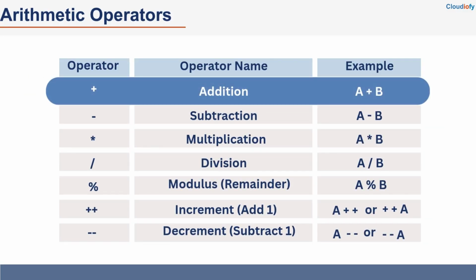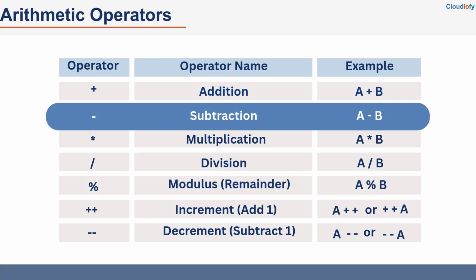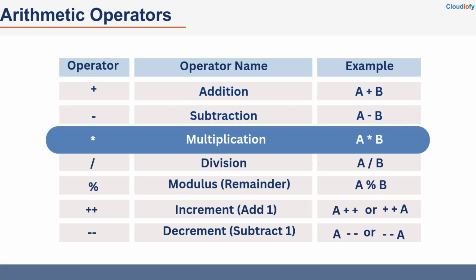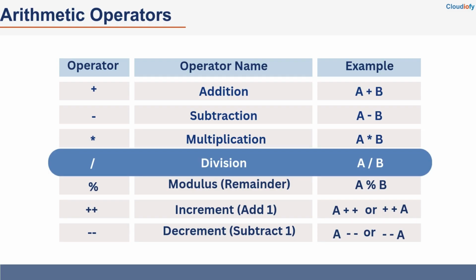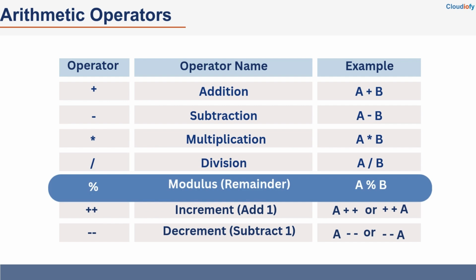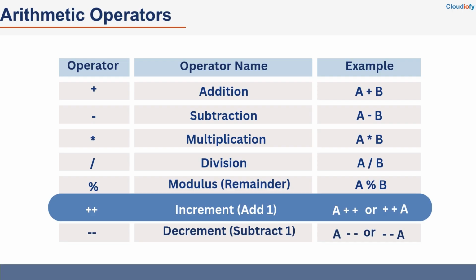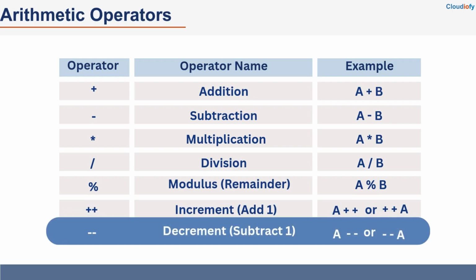The plus operator adds two values, like A + B. The minus operator subtracts one from another, like A - B. The asterisk multiplies values, for example A * B. The forward slash divides, like A / B. The percent sign gives the remainder, like A % B. The double plus increases the value by 1, written as A++ or ++A. Similarly, double minus decreases the value, A-- or --A.